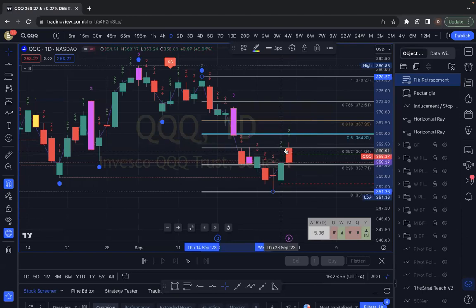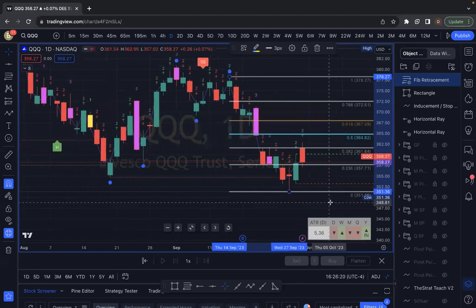So now it's at the 0.382. It rejected the 0.382. You could be looking for a 2-2 reversal back to the downside, or you could be looking for it to go to the 0.5. Maybe it goes 2 up again, or it goes another 2 up to the 0.618. You want to start looking at these areas for possible retracement areas to go back into your favor, back to the downside.